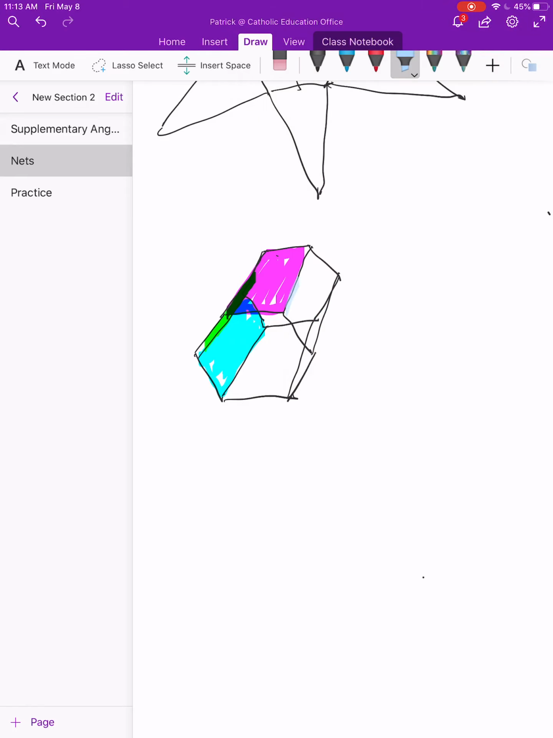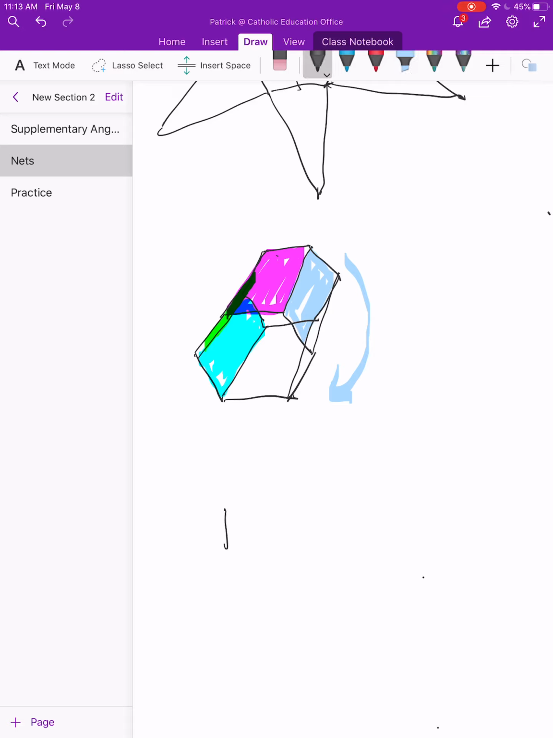You can see this side, another rectangle. All rectangles going all the way around this shape. So we basically have two shapes in the front and back, or it could be the top and bottom, and then rectangles connecting them all. So in order to be a net for that, you have to have two shapes that are the same.